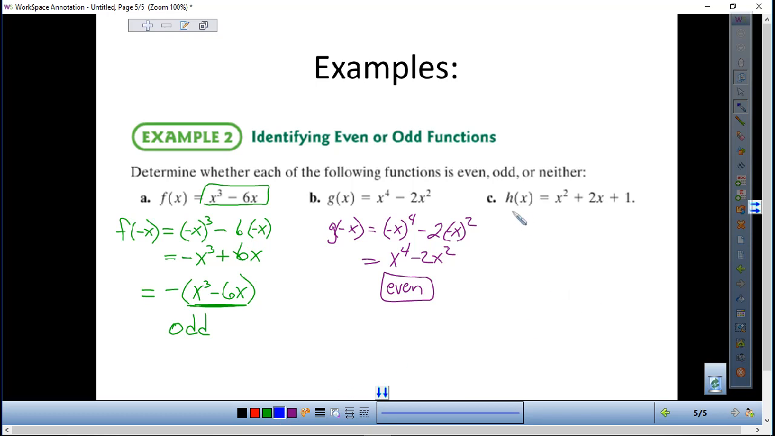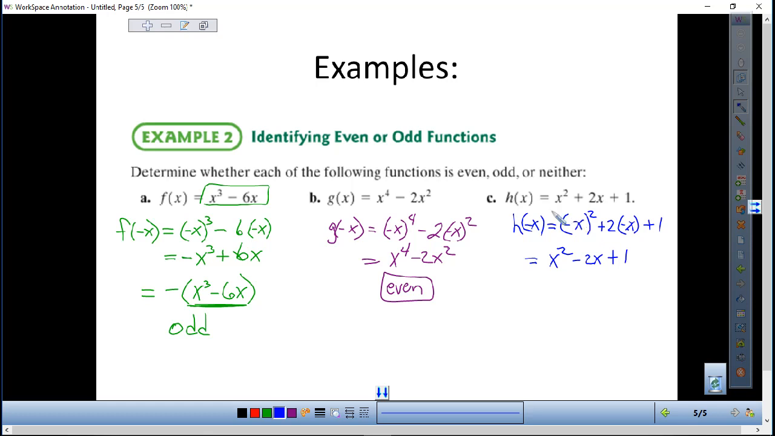All right, and then the last one here, we're going to do the same thing. H of negative x equals negative x quantity squared plus negative 2 times negative x, plus 1. Now, when I simplify this, this is going to be negative x squared raised to the second power. That's just going to give me a positive x squared. Positive 2 times negative x gives me minus 2x. And then plus 1 is not affected by the negative x at all.